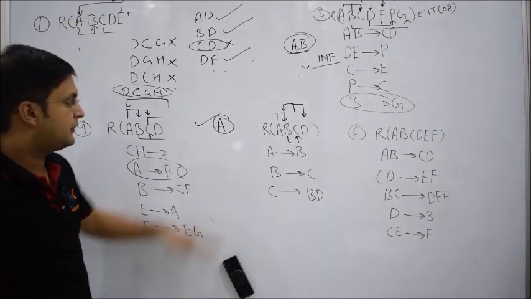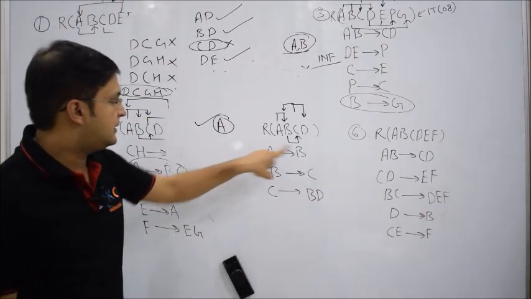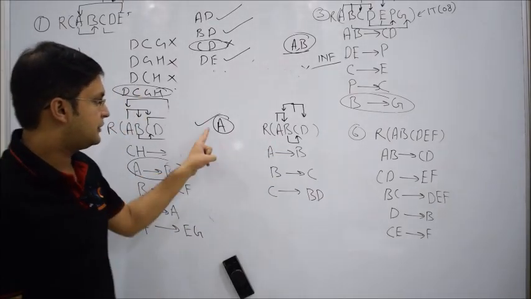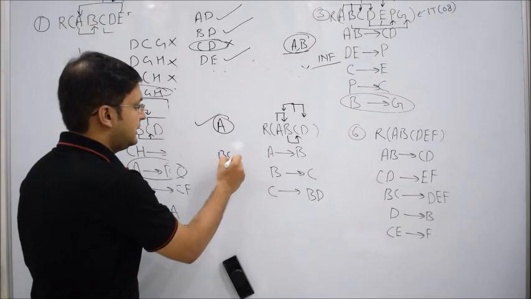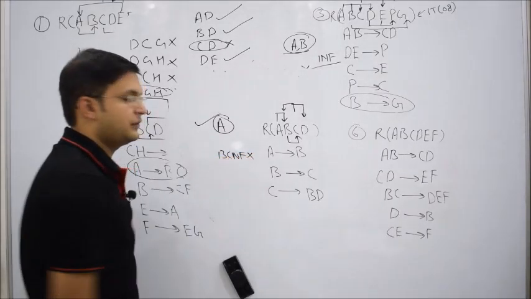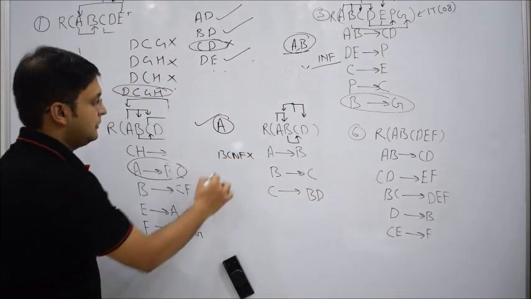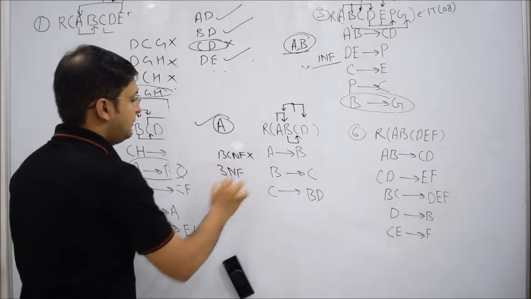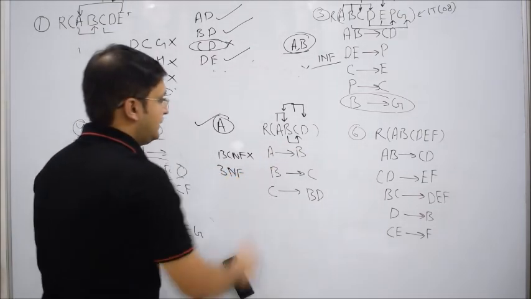Now let me check first. A to BC, is A a candidate key? Yes, it is. Now B is not a candidate key. If B is not a candidate key, now the schema cannot be in what? BCNF. Then now let me check for what? Third normal form. Again you see A is a candidate key, that is okay.